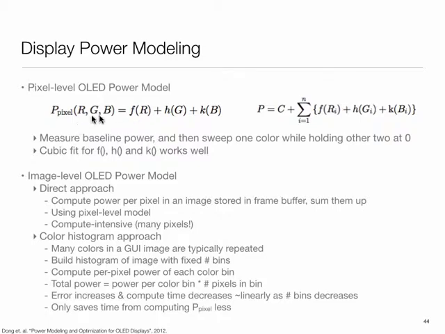But intuitively, you can imagine that this is a very reasonable looking model, right? It's going to be additive, and there's going to be some function f, h, and k. And then we can add these things up over all the pixels in the image, and then there's probably going to be some constant overhead. Where do you think this constant overhead would come from?